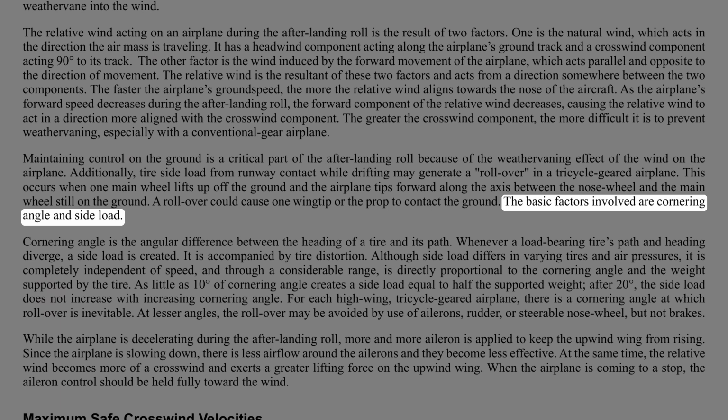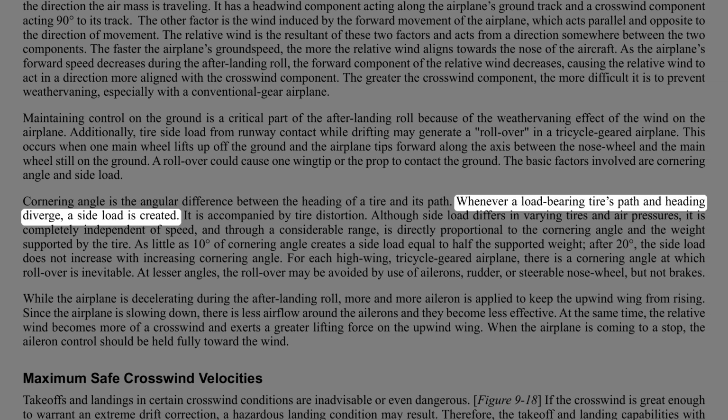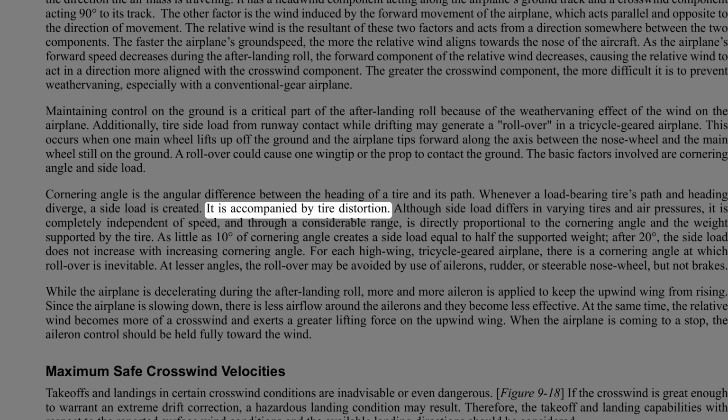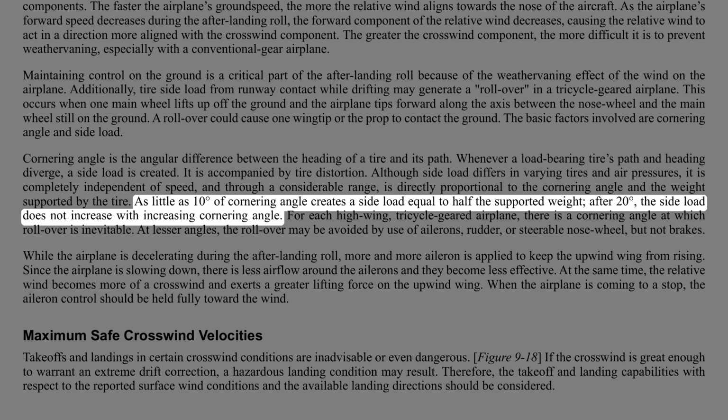The basic factors involved are cornering angle and side load. Cornering angle is the angular difference between the heading of a tire and its path. Whenever a load-bearing tire's path and heading diverge, a side load is created. It is accompanied by tire distortion. Although side load differs in varying tires and air pressures, it is completely independent of speed, and through a considerable range, is directly proportional to the cornering angle and the weight supported by the tire. As little as 10 degrees of cornering angle creates a side load equal to half the supported weight. After 20 degrees, the side load does not increase with increasing cornering angle.